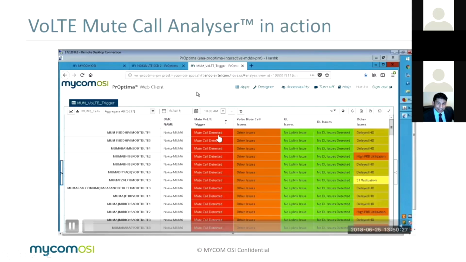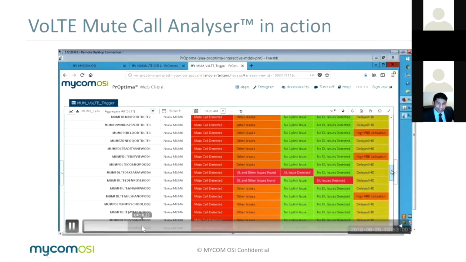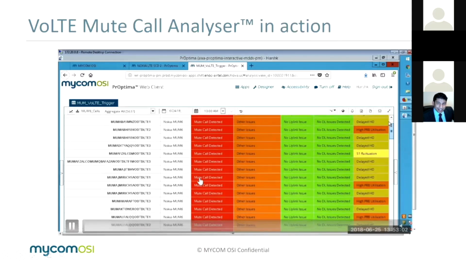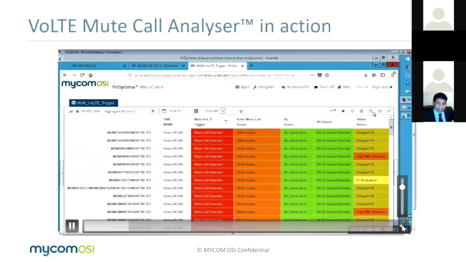So as you can see, it gives you a curated list of the top N worst offenders where the mute calls are actually detected in your environment, and it goes through the drill down capabilities as well. So you can then look into things such as why you've got, based on S1 fluctuation or high PRB utilization and so on, or delayed handover capabilities, the ones that are causing mute calls for these specific cells.